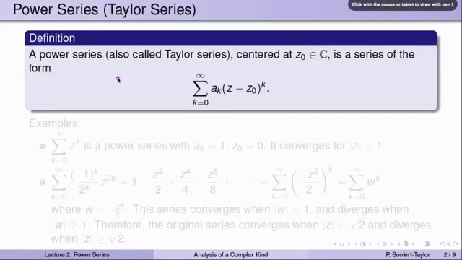A power series, also often called a Taylor series, centered at a point z0 in the complex plane, is a series of the form sum k from 0 to infinity, ak times (z minus z0) to the k. So z0 is this fixed number, and z is something arbitrary we can plug in there, so we can therefore vary this z right here.